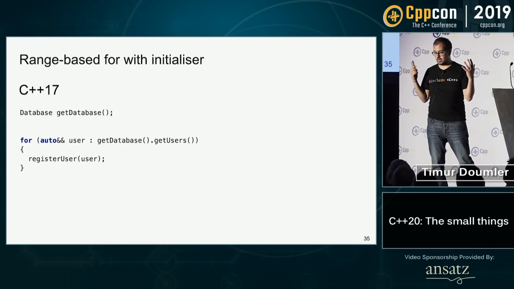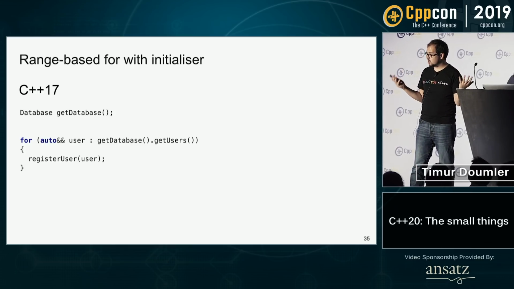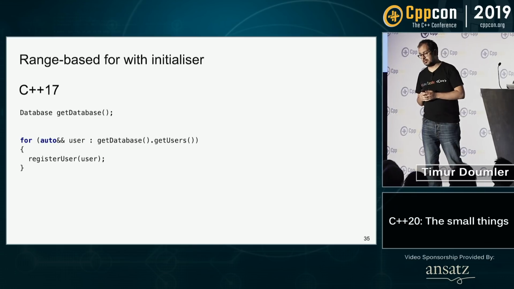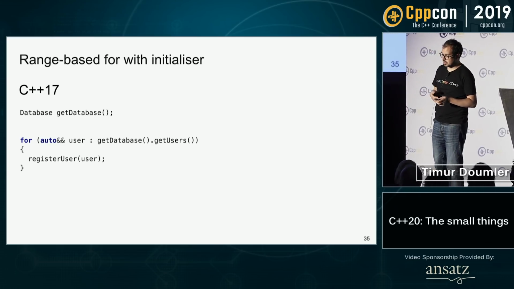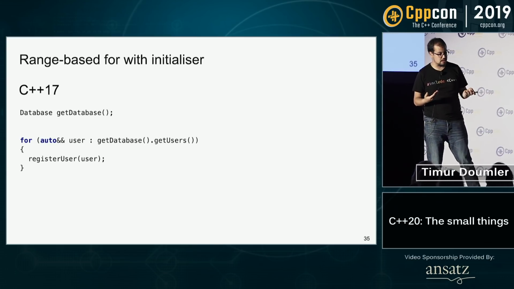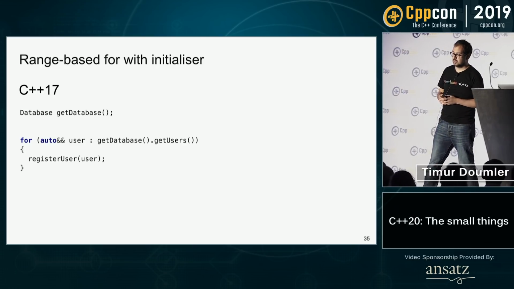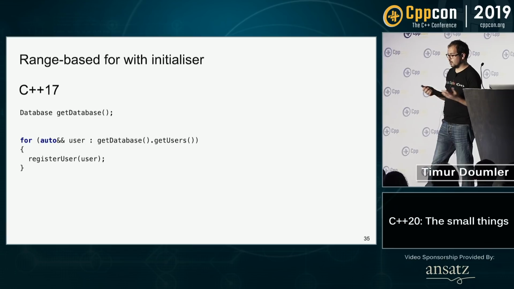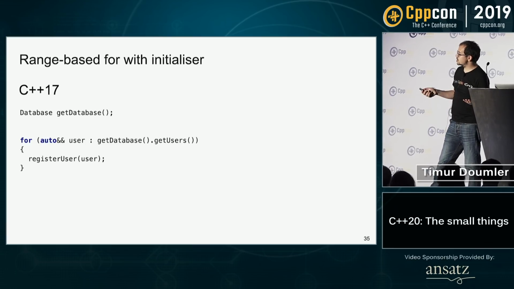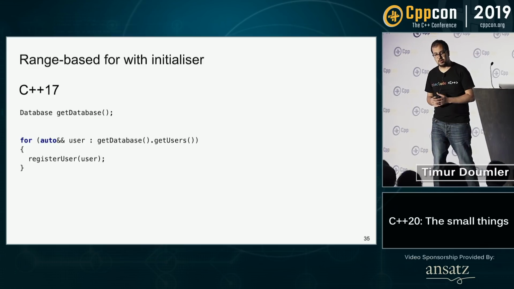We have now in C++20 range-based for initializer. So in C++17, we got if and switch with initializer. In C++20, we're going to get range-based for initializer. Why is this useful? So let's look at a range-based for loop like this. Is there a problem with this code?